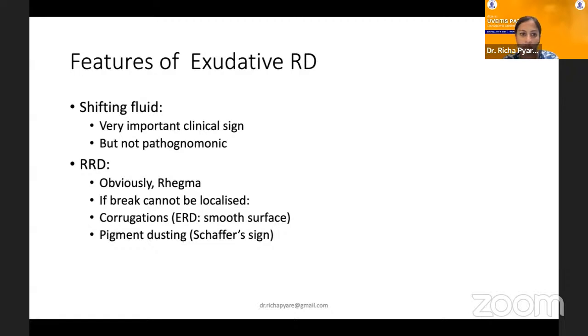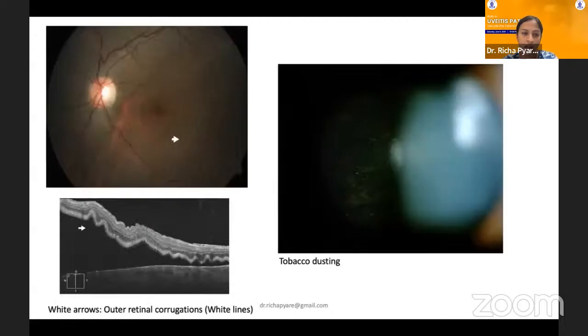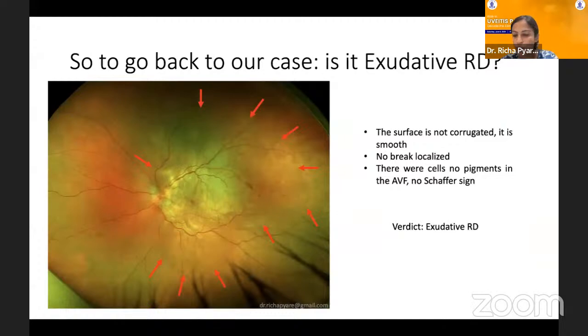First and foremost, of course, a rhegma. If a break is present, then that is rhegmatogenous retinal detachment. And another important marker is that there are corrugations present on the surface of a rhegmatogenous retinal detachment, and exudative RD tends to be smooth. Also, there is something called a Schaefer sign or tobacco dusting that can be seen in cases of rhegmatogenous retinal detachment. So let's go back to our case.